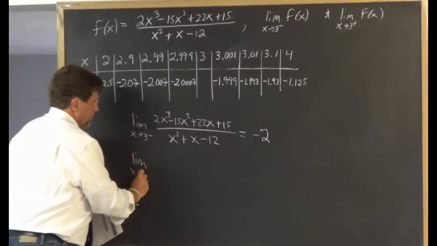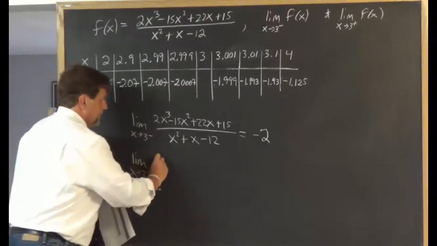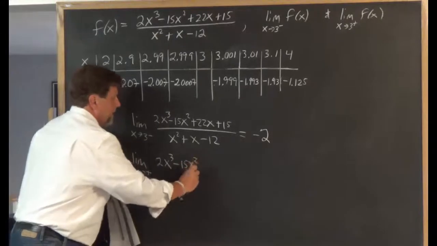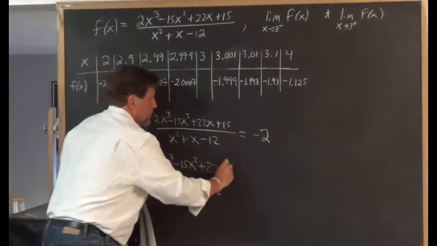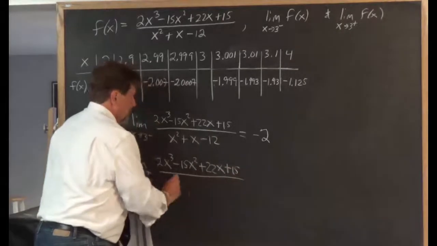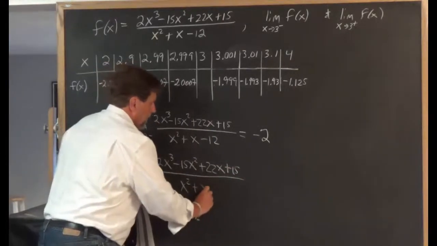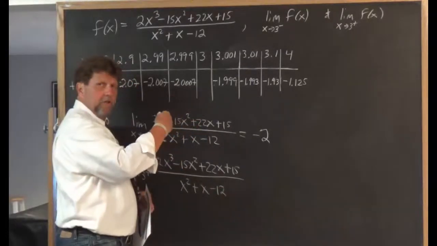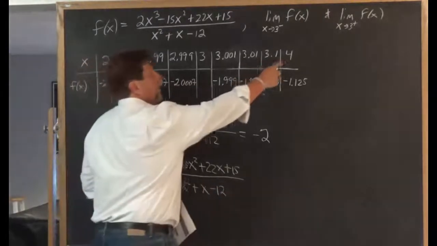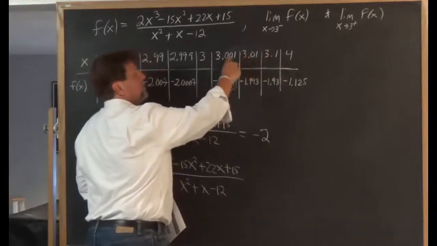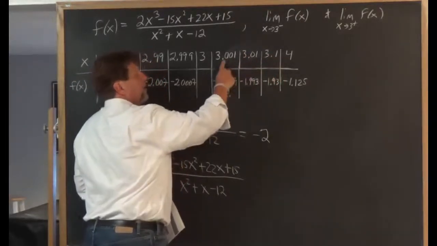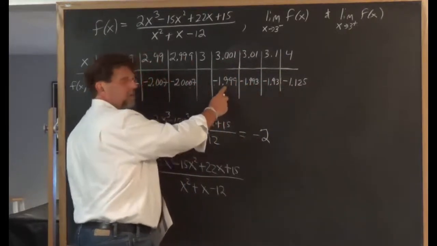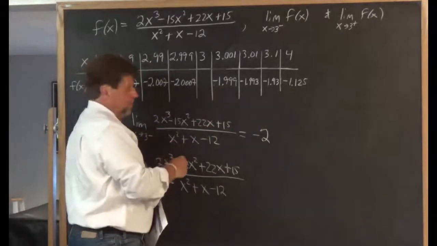The limit as x approaches 3 from the right side of 3 of the function 2x cubed minus 15x squared plus 22x plus 15 all over x squared plus x minus 12. Well, as the x values get closer and closer to 3 from the right side of 3, it looks like those y values are getting closer and closer to negative 2.